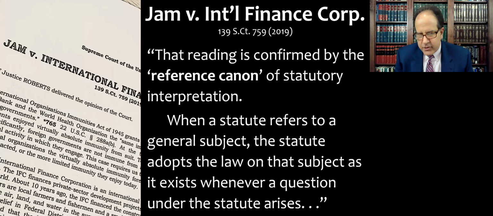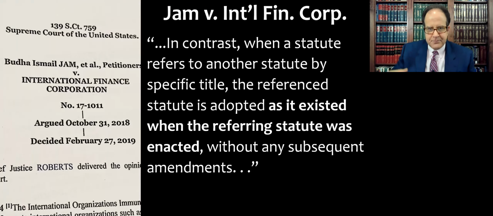When a statute refers to a general subject, the statute adopts the law on that subject as it exists whenever a question under the statute arises. Now, the statute in this particular case was a general reference to federal law. In contrast, he says, when a statute refers to another statute by specific title, the reference statute is adopted as it existed when the referring statute was enacted, without any subsequent amendments.